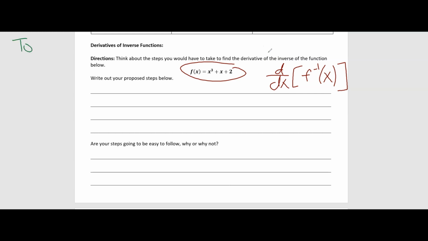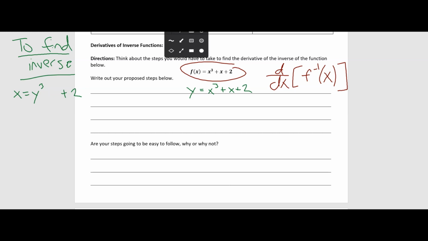So let's do some work off to the side to find the inverse. Well, based on what you've learned in previous math classes, you were probably taught to switch the x's and the y's and then solve for y. So this function doesn't have a y, but we can replace the f of x with y, just to write it in a different form. And then if I switch my x's and my y's, I get x is equal to y cubed plus y plus 2.